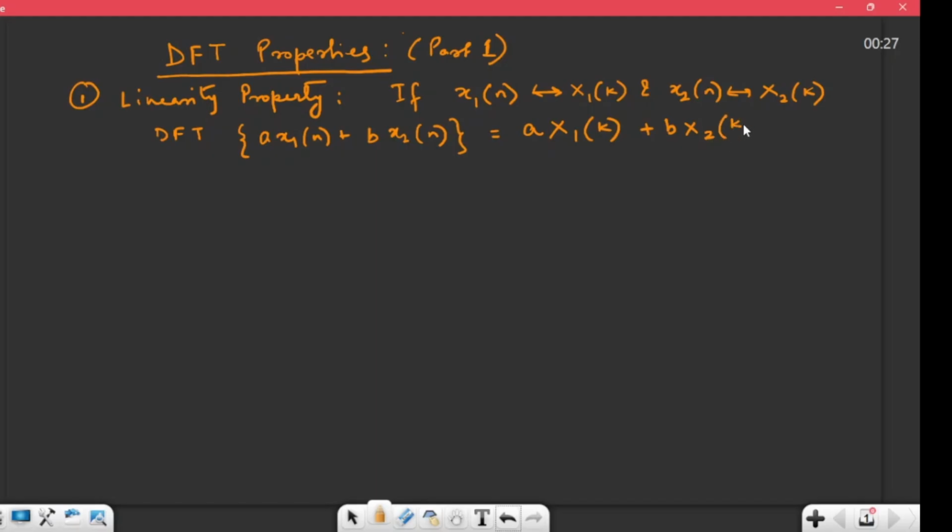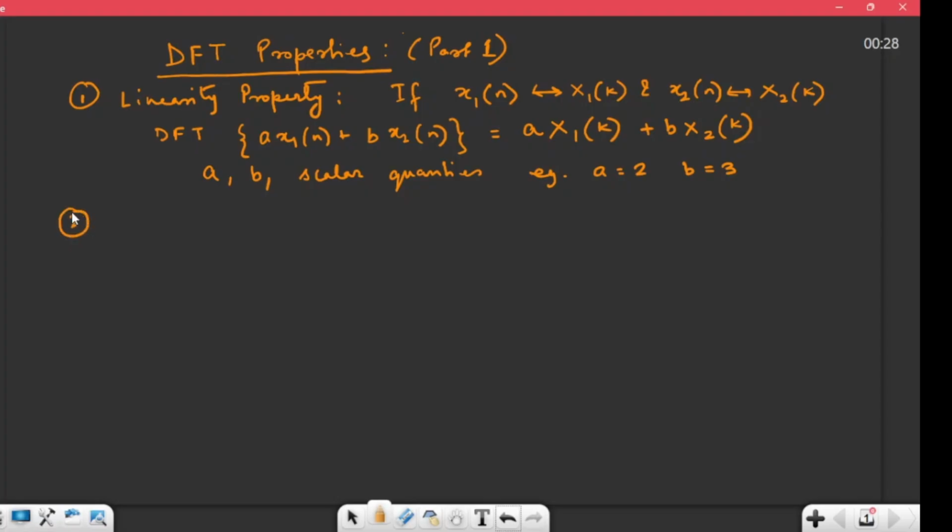DFT of x2(k). It means that if in the time domain any signals are multiplied by some scalar quantities, a and b, meaning constants, so if we multiply the signals by, for example, a equal to 2, b equal to 3, then the DFTs also will be multiplied by 2 and 3 respectively. So this is the linearity property.